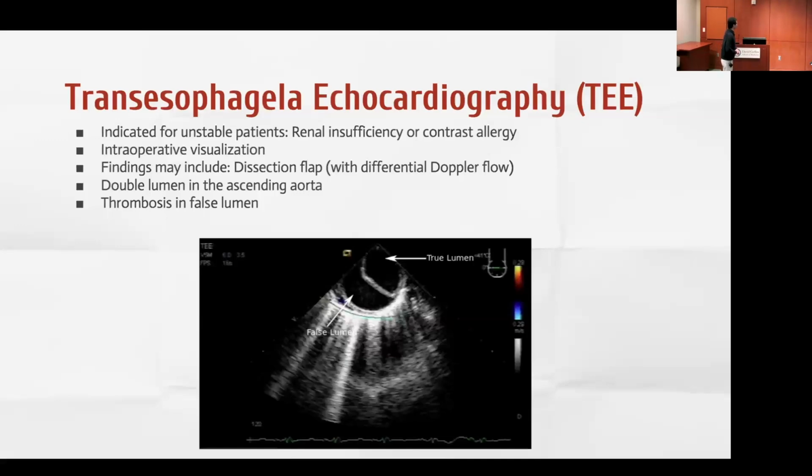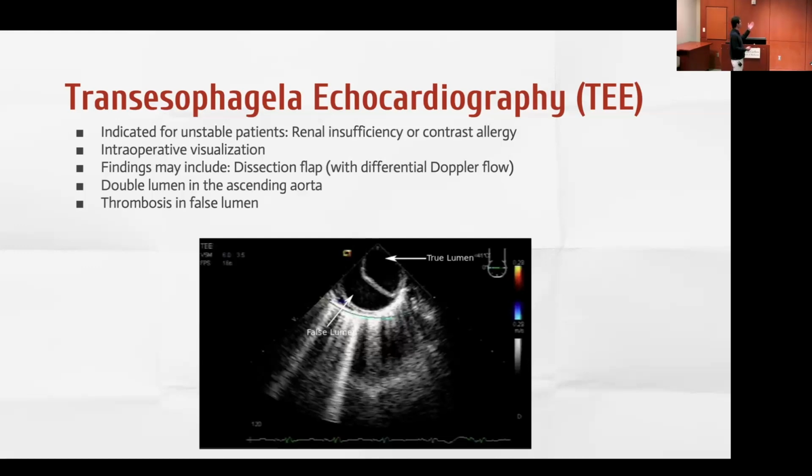Okay, so a TEE, a transesophageal echocardiogram. You can see on this patient here, they had to do this because they had renal insufficiency. But specifically, if a patient does have end organ damage, or if they have a contrast allergy, we cannot do a CTA. So this is where we need to do this, or if they're hemodynamically unstable, we'll probably need to do a TEE at the bedside.